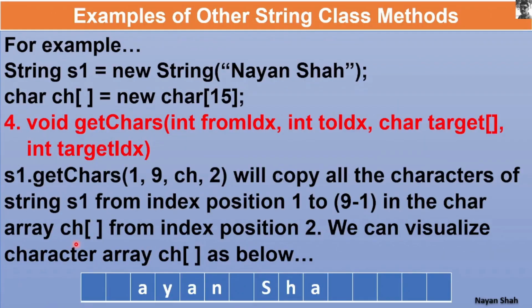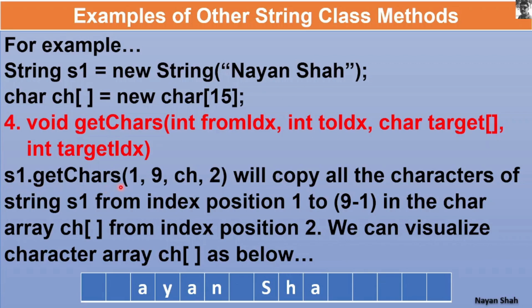The last example, that is the fourth method. Suppose string S1 is equal to new String Nayan Shah, and I create a character array, char ch is the name of the array, is equal to new char 15. So I'm creating a character array with size 15. Now what I want to do is copy Nayan Shah, except the first and last character. All other characters I want to copy from this string S1 and paste into this ch. So how to do that?